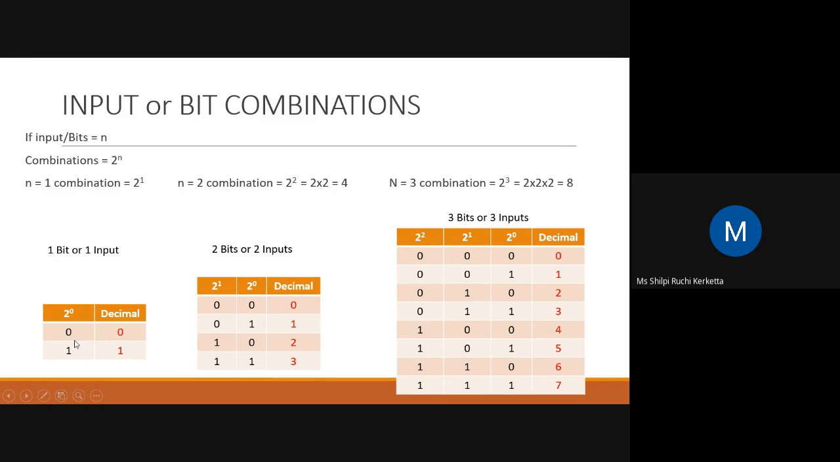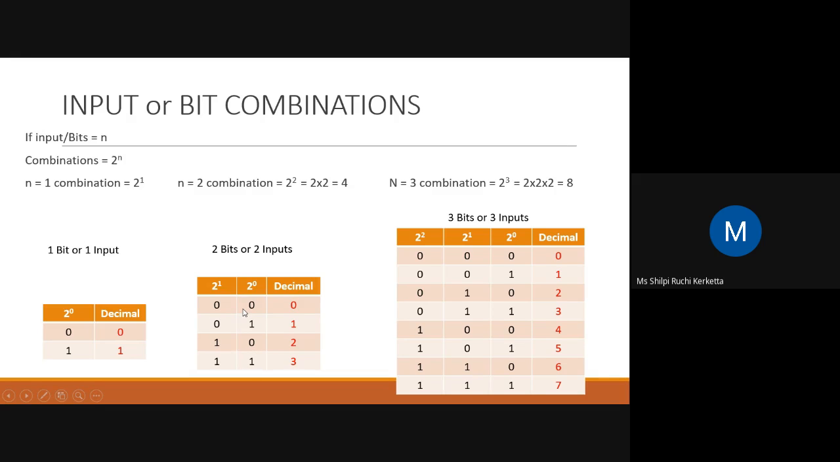If we go to the decimal value, 2 to the power 0 is 1. So we multiply 0 into 1 and we get 0, and we multiply 1 into 1 for the second term and we get 1. For two bits, the number of combinations is 2 to the power 2, which is 4. The different combinations are 00, 01, 10, and 11.